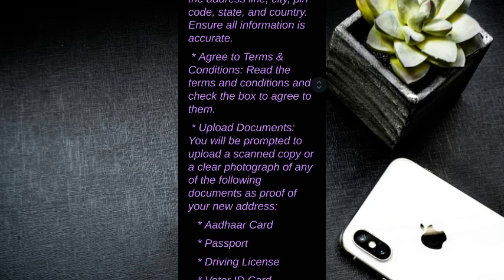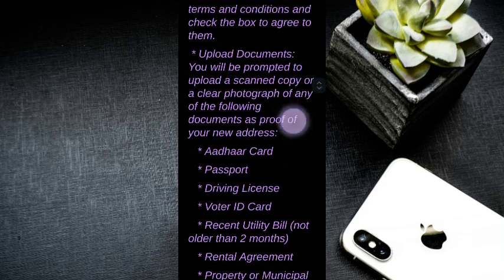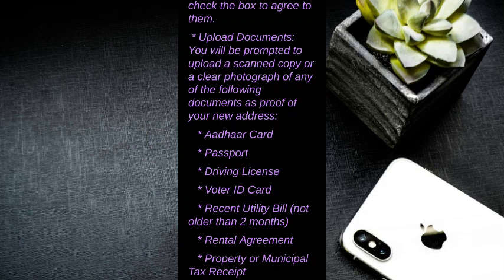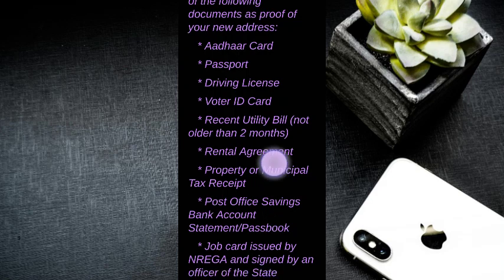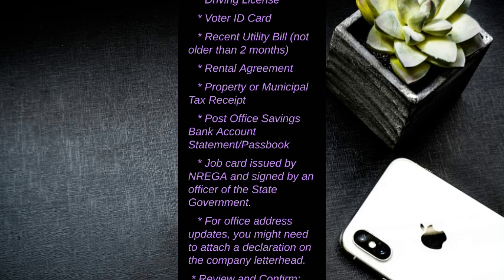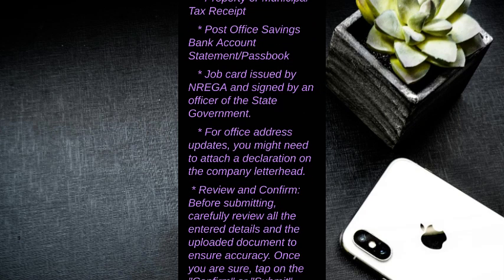You'll be prompted to upload a scanned copy or a clear photograph of any of the following documents as proof of your new address: Aadhaar card, passport, driving license, voter's ID card. You'll be asked to upload a recent utility bill that is not older than 2 months, rental agreement, property or municipal tax receipt, post office savings bank account statement or passbook, job card issued by NREGA and signed by an officer of the state government. Now, for office address updates, you might need to attach a declaration on the company letterhead.